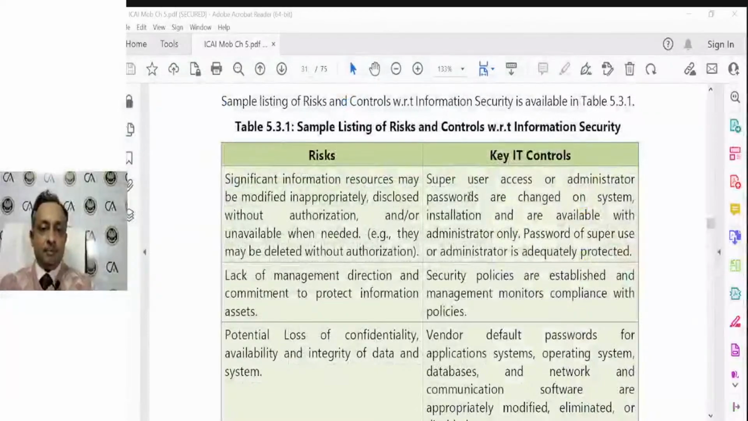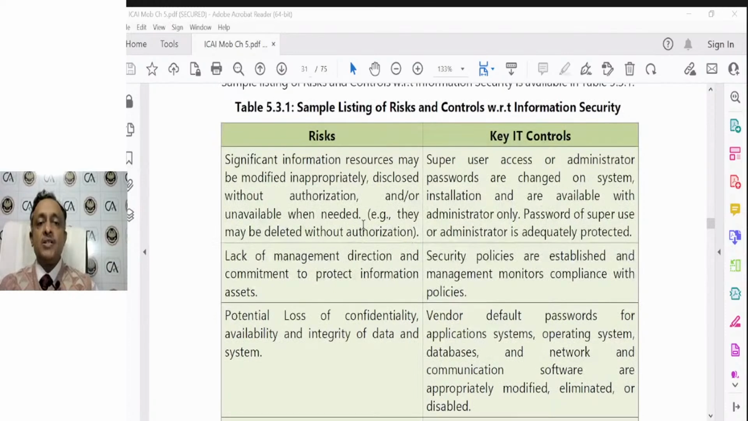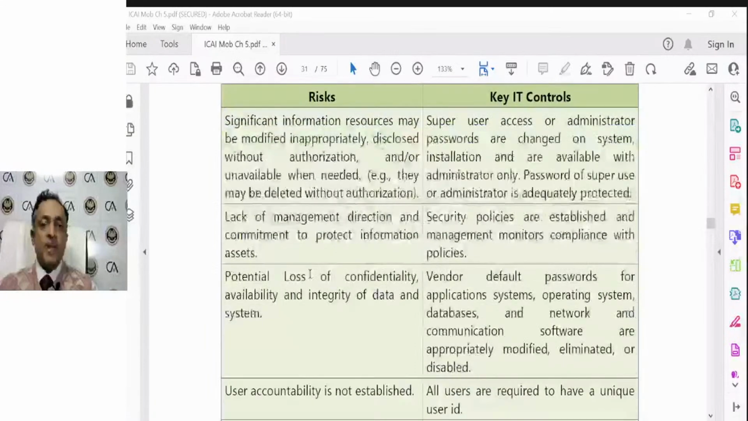So here we are. It's a very fast run-through, but it is good to read. It says: sample listing of risks and controls with respect to information security. Significant information resources may be modified or inappropriately disclosed. So you need to have a proper password policy and password controls, as there is a lack of management direction and commitment to protect information assets. Now, please understand these.